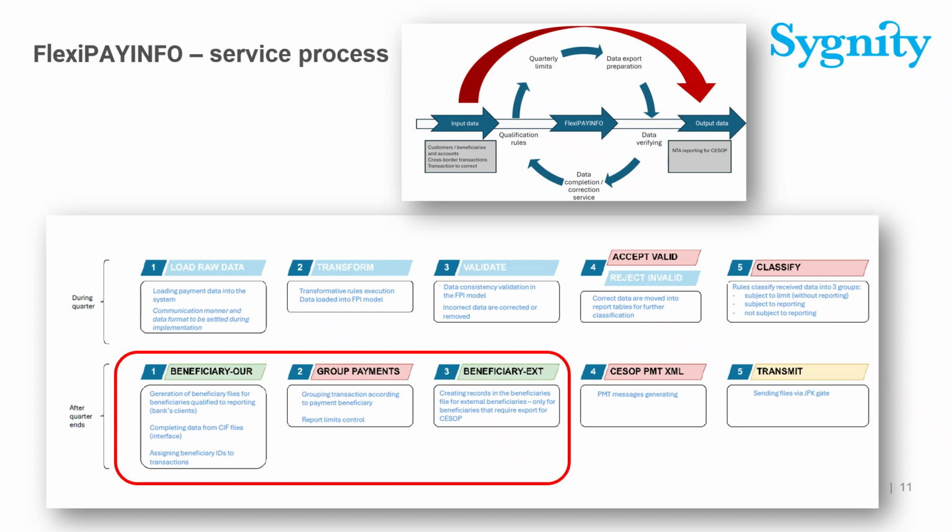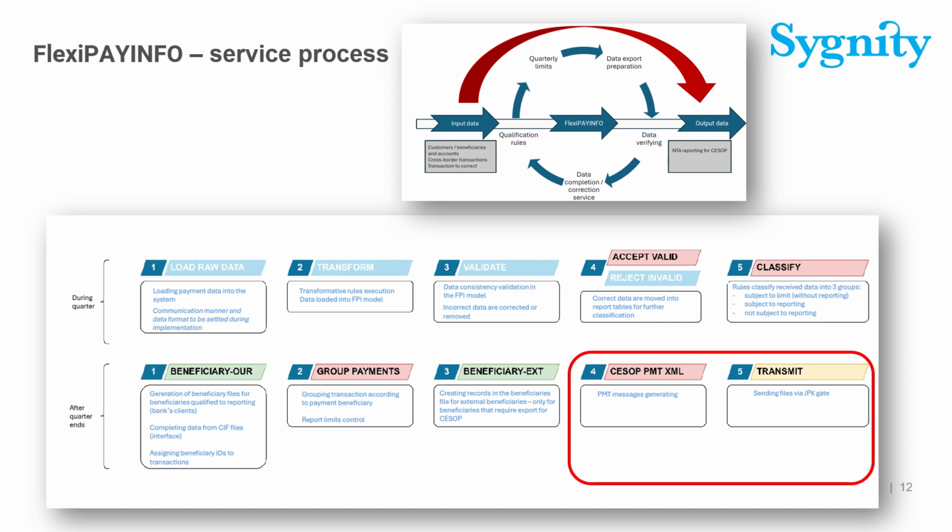At the end of each quarter, a number of processes are done in order to prepare CESOP reports. Transactions are grouped according to beneficiaries of the payment. For transactions subject to reporting, data from beneficiary files are matched. If the transaction refers to our bank beneficiary, FlexiPI integrates with bank system to complete beneficiary file with the current data set. If the transaction refers to external bank beneficiaries, their data are collected from transaction data.